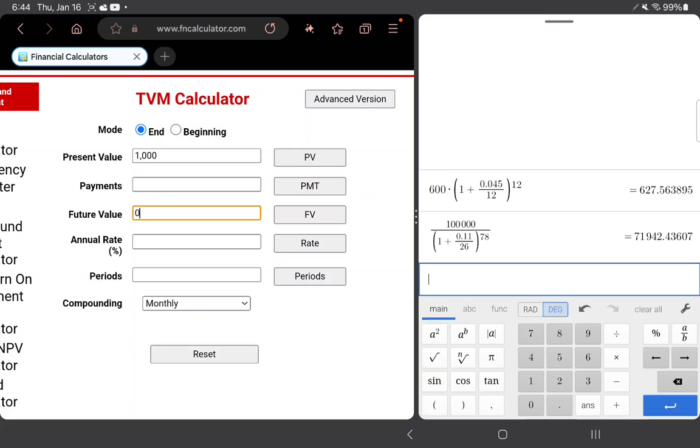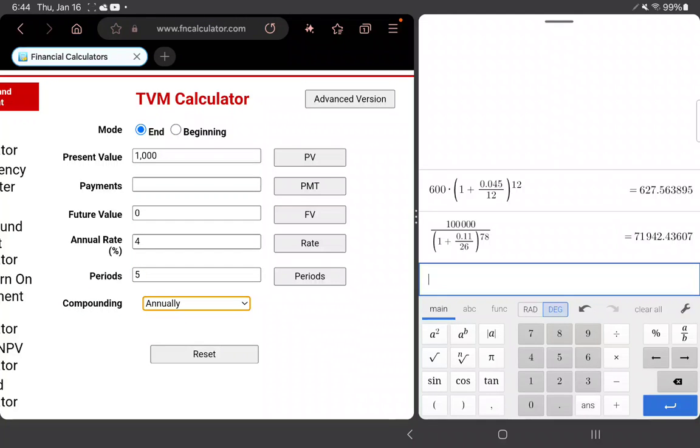So we're going to be solving for the payments, so we're going to leave that one blank. That's the one we want to solve for at the end. So we borrow $1,000, and let's give it an interest rate. Let's make it 4%, and let's make it as easy as possible. We'll do 5 years, and we'll say this is compounded annually.